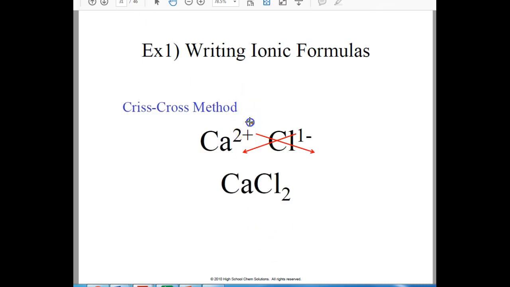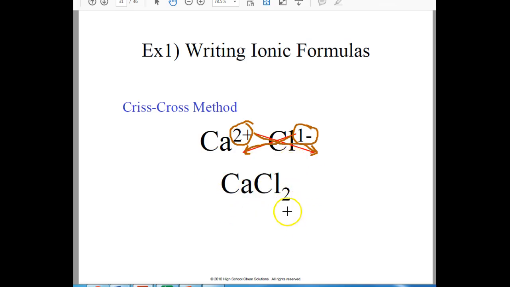So let's look at how they show us to do that. If you'll write it with your charges up here, calcium +2, -1, and then use what is called the crisscross method. So this 1, just the absolute value from chlorine, comes down here, and the 2 from calcium goes down there. Then that will give us the proper formula, CaCl2 for calcium chloride.